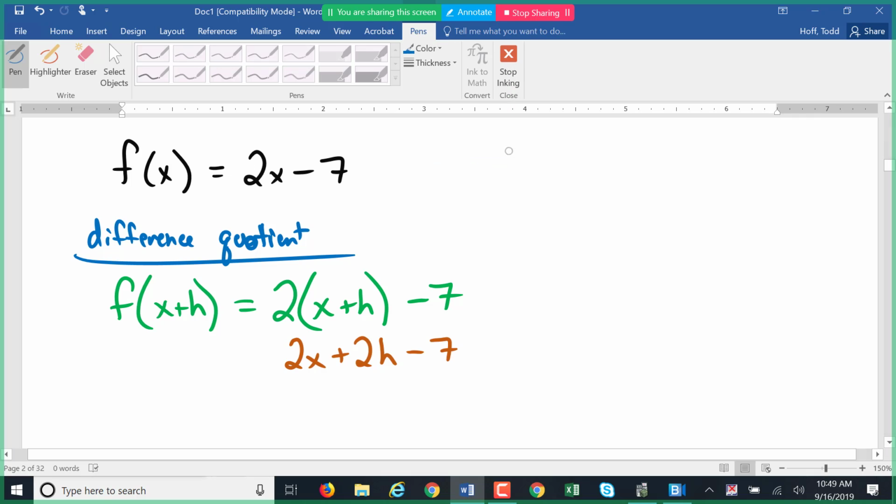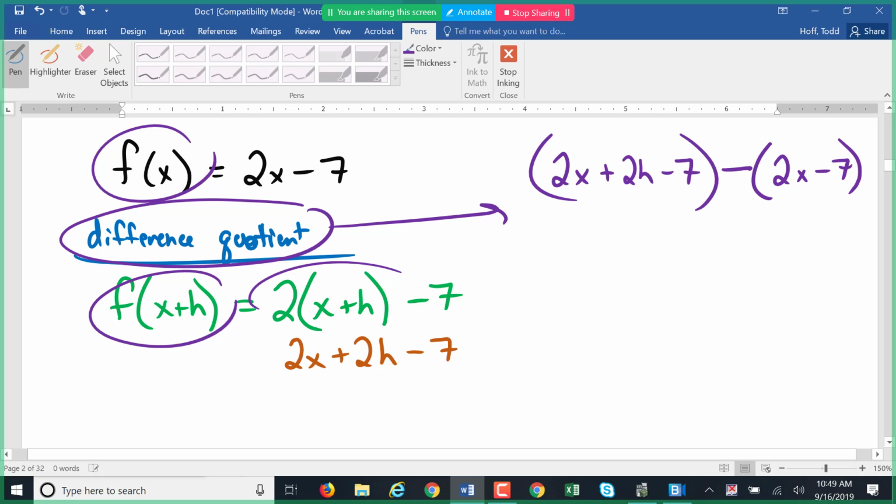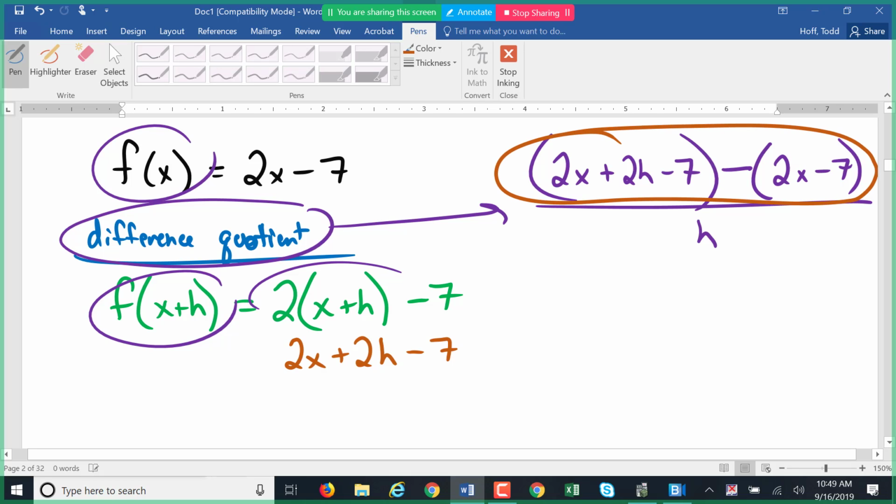So the difference quotient is f of x plus h, which is 2x plus 2h minus 7, minus f of x, which is 2x minus 7, over h. We have to subtract up here. You remember how to subtract? We're going to change the sign. We're going to change this to plus. We're going to change the sign of every term inside the parentheses, then remove the parentheses.